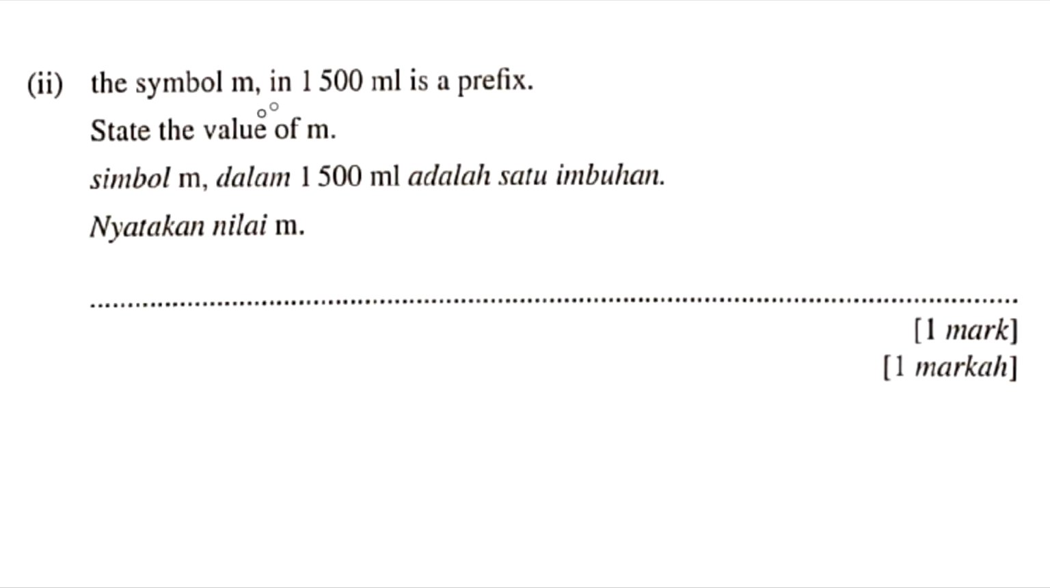Alright, next. The symbol m in 1500 ml is a prefix. State the value of m. Now before this we know m stands for mass, m also stands for meter. Now what is this m? I believe you have learned this in lower form. m here is actually milli. So they ask you the value of m. You need to write times 10 negative 3. So you can write 1 in front here. So 1 times 10 negative 3. So this is milli. This is 1 mark.